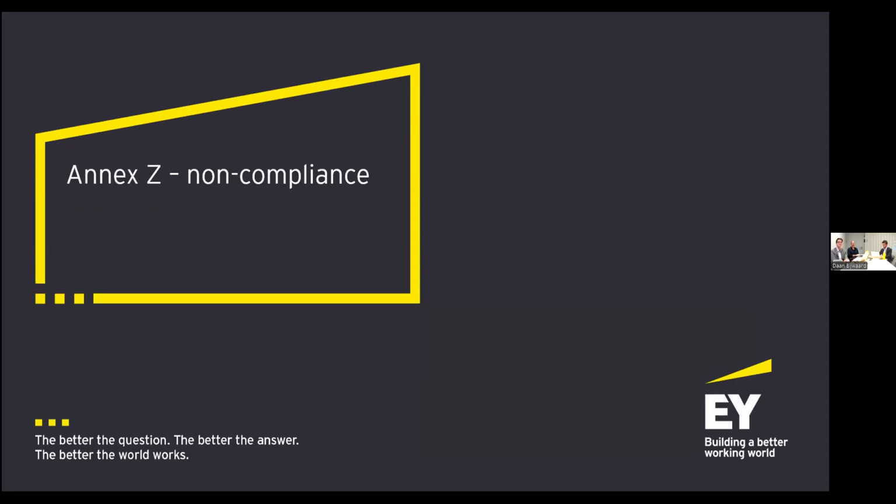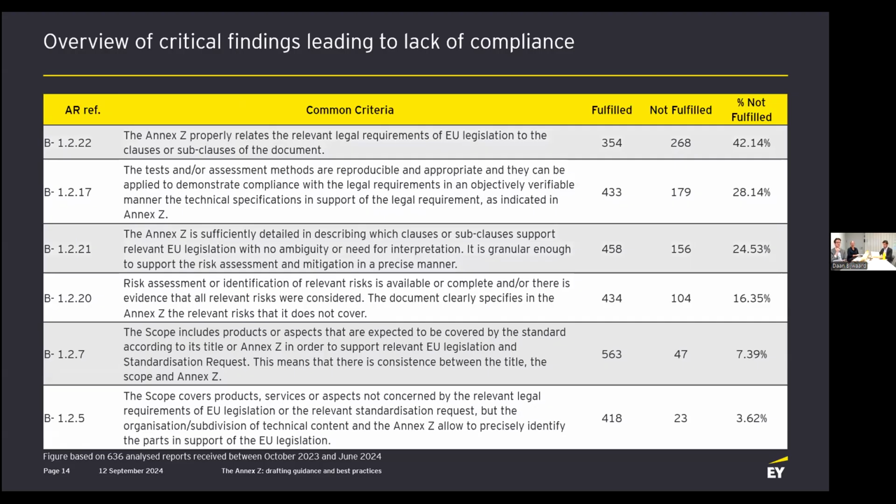Then we wanted to share some numbers on the Annex Z non-compliance, which goes solely to the topic of today's seminar. From our data, we analyzed the reports which we received, using the new template that you are all familiar with, I believe. And it comes out that common criteria connected to the Annex Z are the most often found to be not fulfilled. So they are most often the reason for non-compliance. The criterion on Annex Z which properly relates to relevant legal requirements of EU legislation, to the clauses or subclauses of the document, is the most common of all not fulfilled criteria.